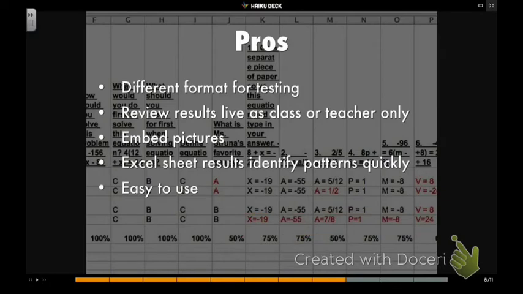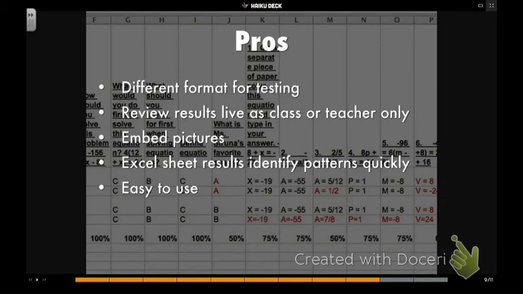You can embed pictures into the quiz, which would be great if I were doing maybe a more complicated math concept like graphing, so I could actually embed a picture of a graph onto the question itself. I really like the Excel sheet, so that the quiz is all corrected. I simply can go back in and look for those common errors and then address those specifically and go back and look at those problems and the work that the students showed. And definitely the program was easy to use, which was really nice.